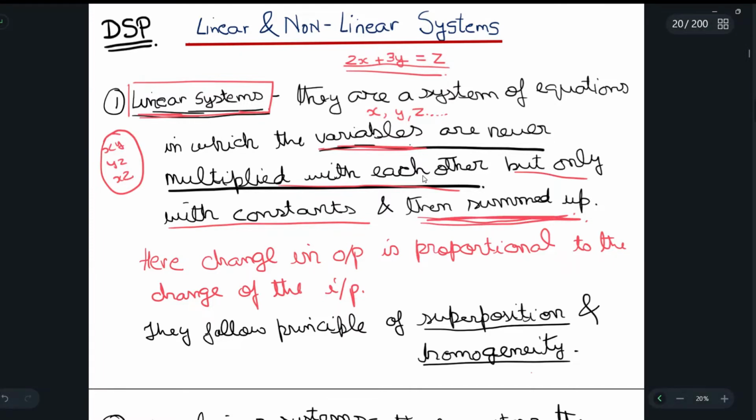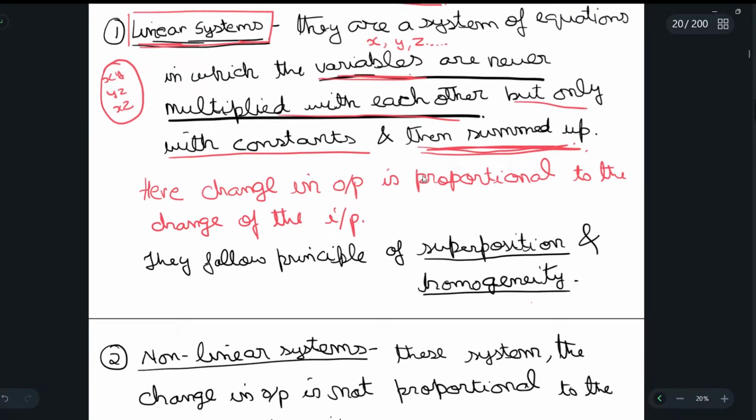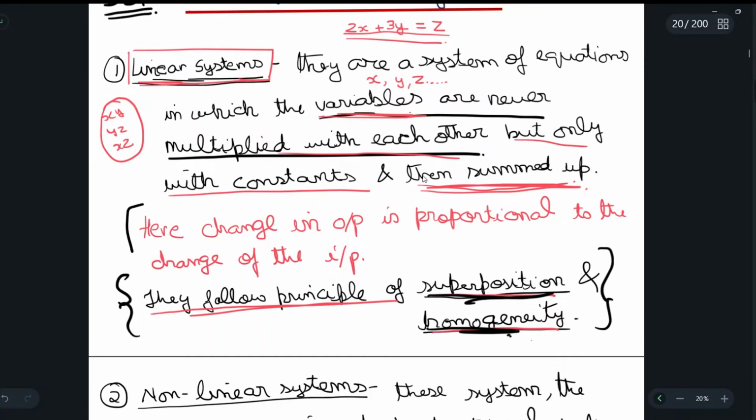And there is another property of linear systems, that is the principle of homogeneity and superposition. Linear systems follow the principle of superposition and homogeneity. So these are the two things that you need to keep in mind whenever you are asked about linear systems. This is very important. And now we have that in linear systems, the change in the output is proportional to the change in the input. For example, let us say that y is the output, then its change will be proportional to the change that we are doing in the input. That is, we have a directly proportional relationship.